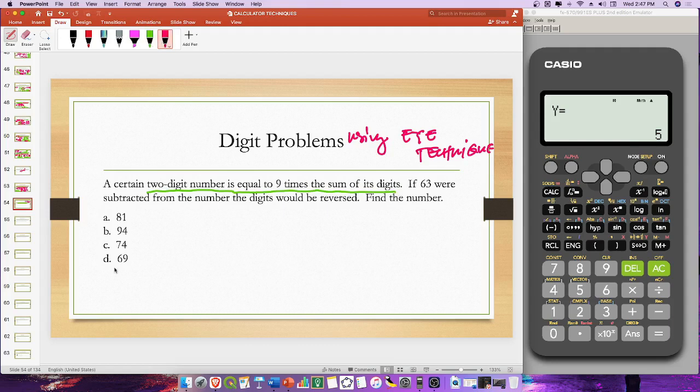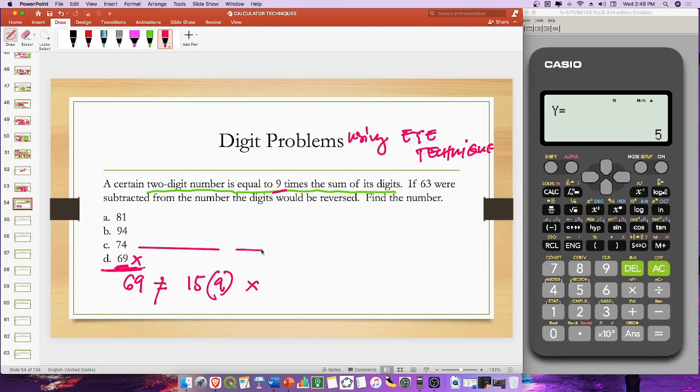Let's add this one. The number is 69, right? Now, if we add the digits, that becomes 15. Multiply that by 9. Therefore, this is wrong, right? This is not equal. So from this choice, that is wrong. Now let's proceed with the other choice.